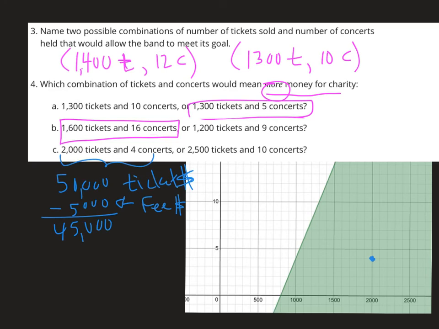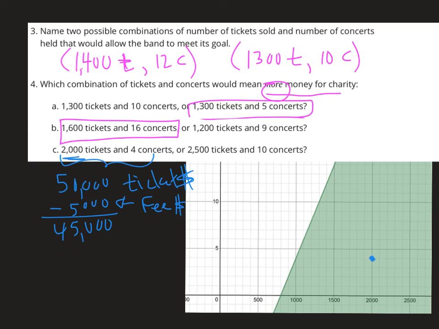Okay, so the first set, 2,000 tickets and 4 concerts. Just for the record, 2,000 times 25 is going to get me $50,000 in ticket money. And then 4 concerts at $1,250 a piece is going to yield us $5,000 in fee costs. And when you take the $5,000 away from 50, you get $45,000.